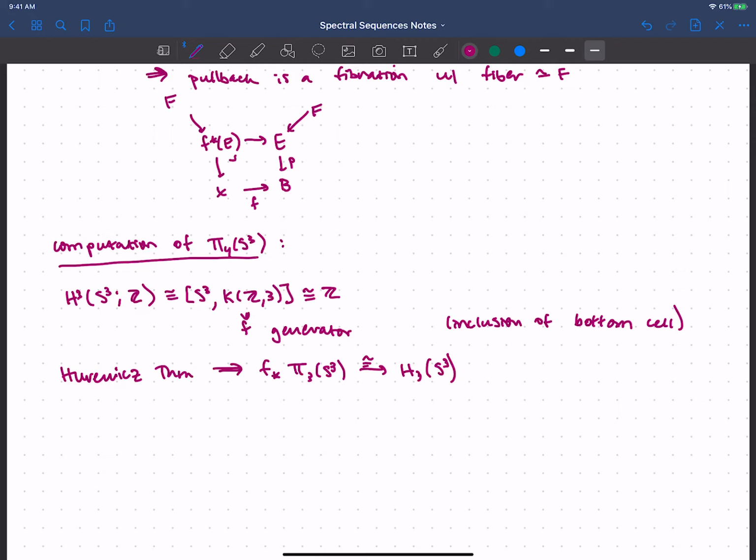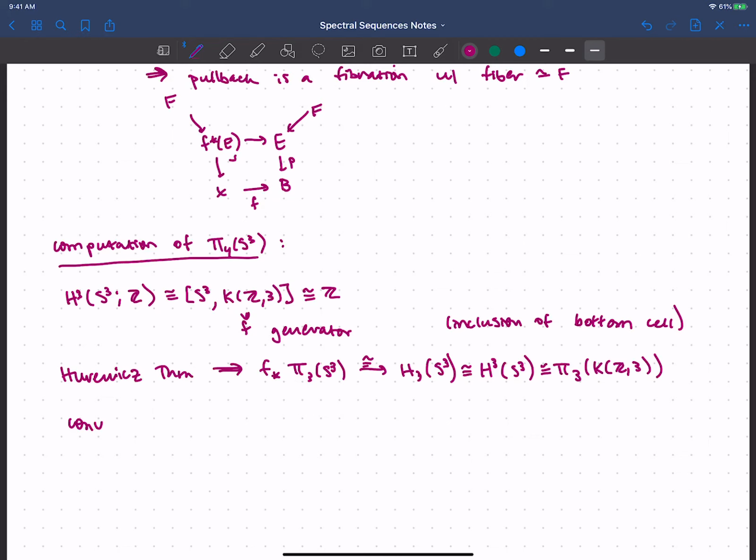And so here in degree 3, π3 of S3 to H3 of S3, and the homology of S3 by the universal coefficient theorem is going to be the same as the cohomology of S3, right? This is 2-connected, and we just said that's the same as π3 of KZ3. Okay, so this map F star is an isomorphism.